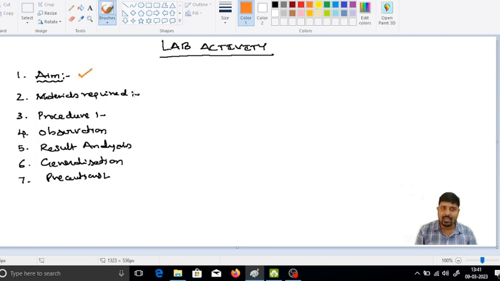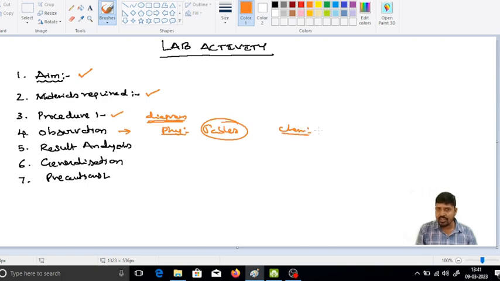First one is aim. The second one is the materials required. Third one is the procedure. Here only you are going to draw the diagram. Here we are going to have the observation. For physics, in most cases observations will be tables. In chemistry, observation will be whatever you see, like any gas released, something like that. Result analysis.